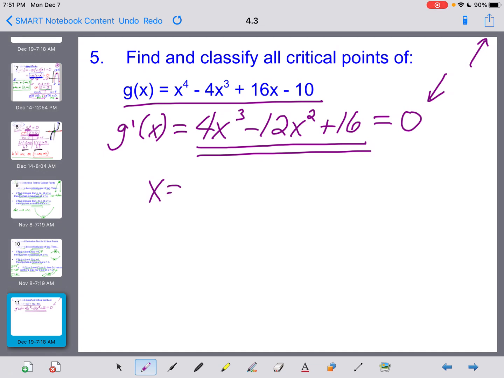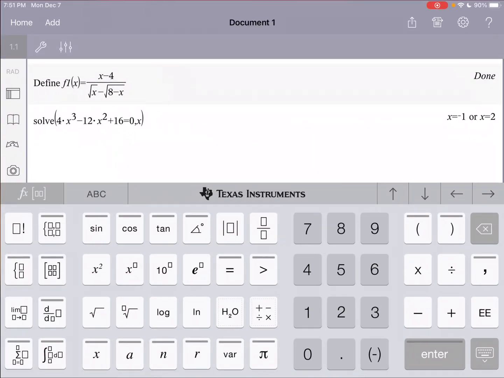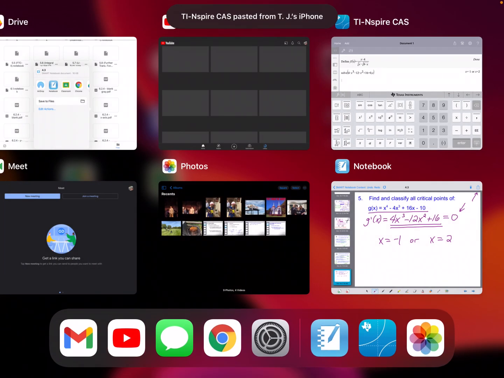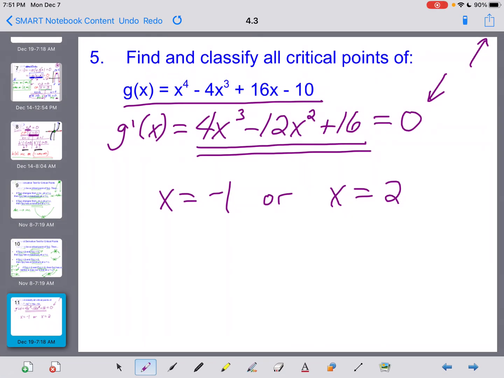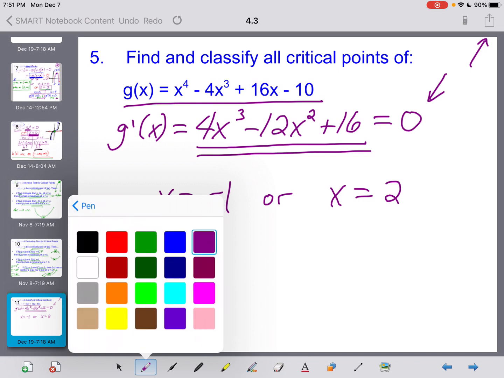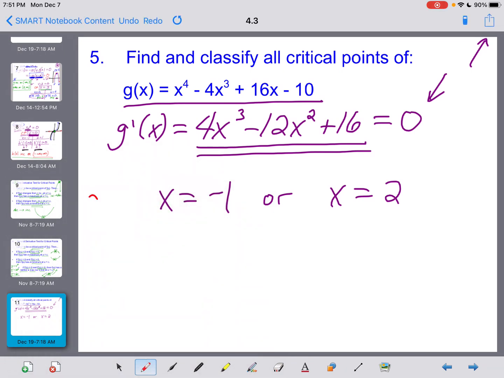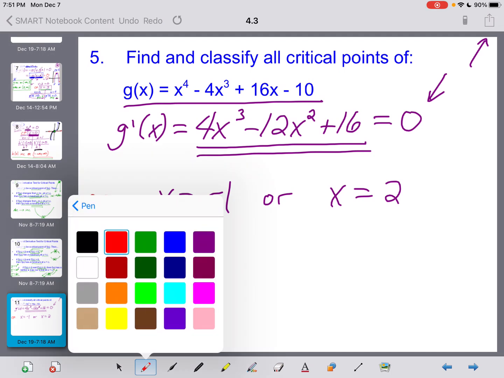All right, x equals -1, or x equals 2. Make sure I got that right there, right? -1 or +2. Okay, now those, everybody, are critical points. Those are values for which your derivative was equal to 0. Okay, so that is good.